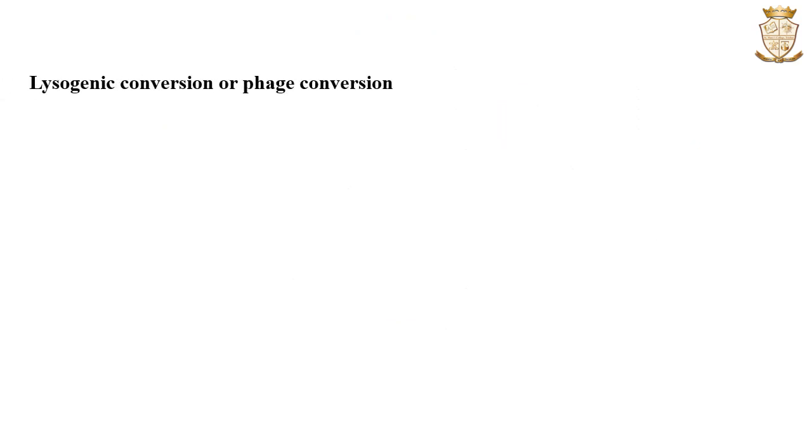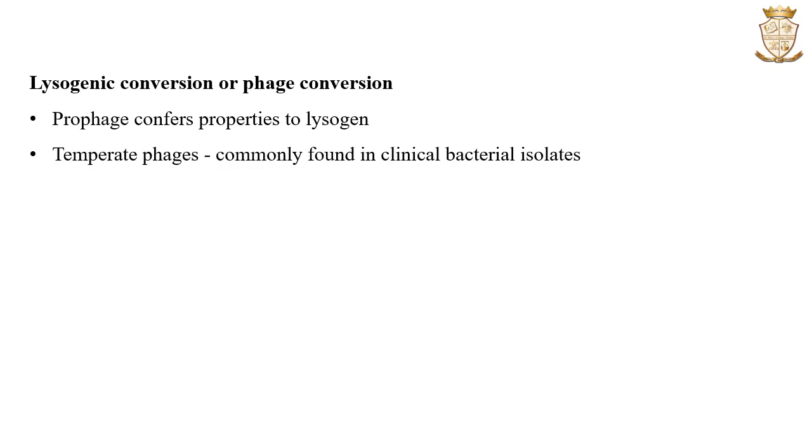During lysogeny, the prophage confers certain new properties to the lysogenic bacterium. This is known as lysogenic conversion or phage conversion. So, the bacteriophages, when they are present in a prophage form, can confer certain properties to the bacterium. This type of lysogenic conversion is seen commonly in certain clinical isolates, such as gram-positive and gram-negative bacteria. Their clinical isolates are shown to possess this lysogenic or phage conversion.